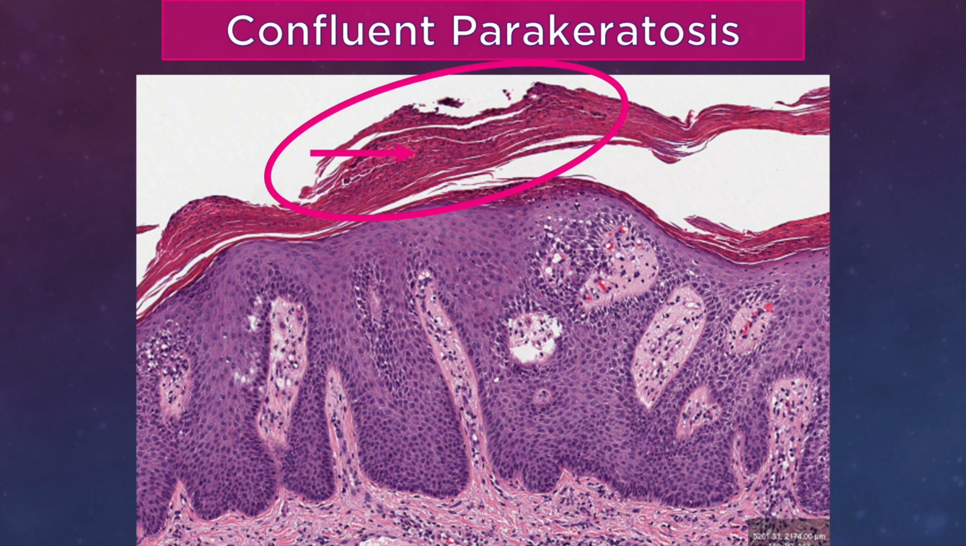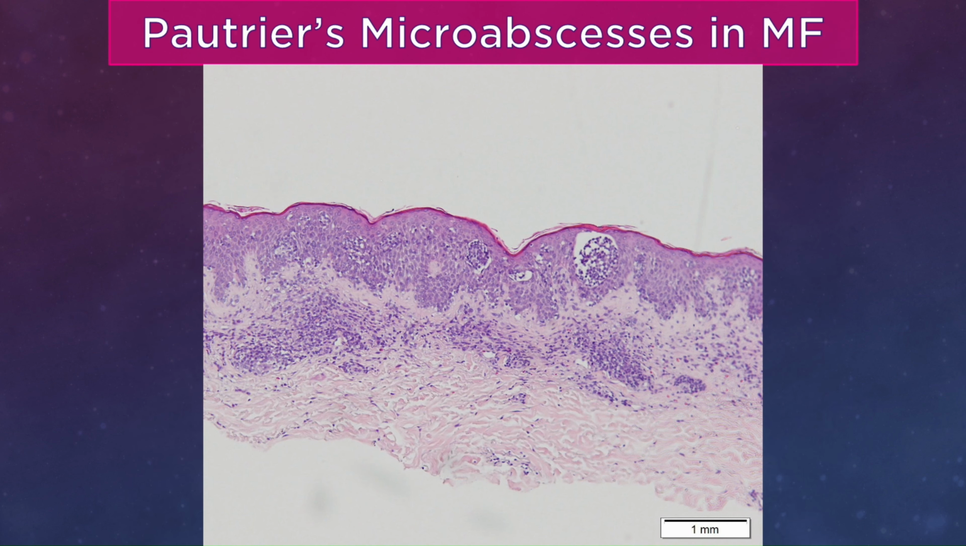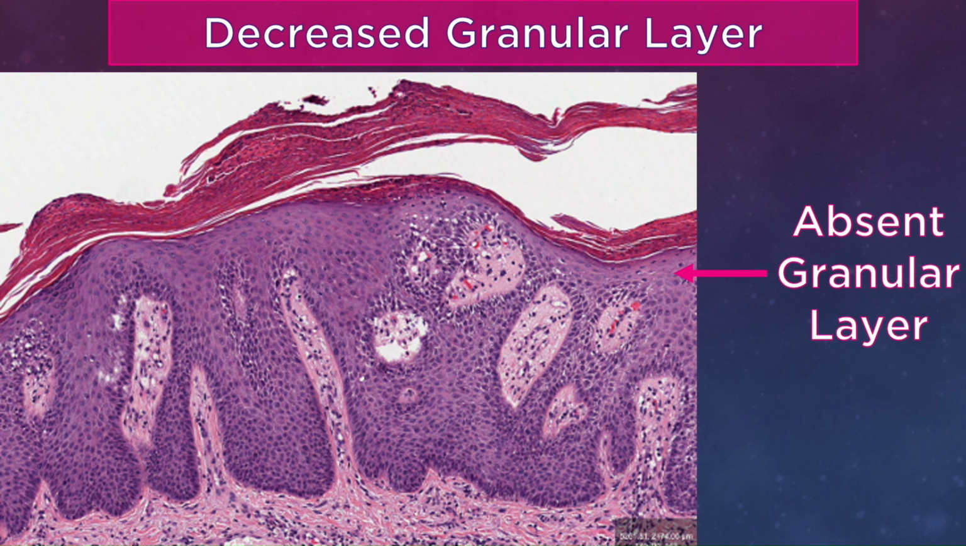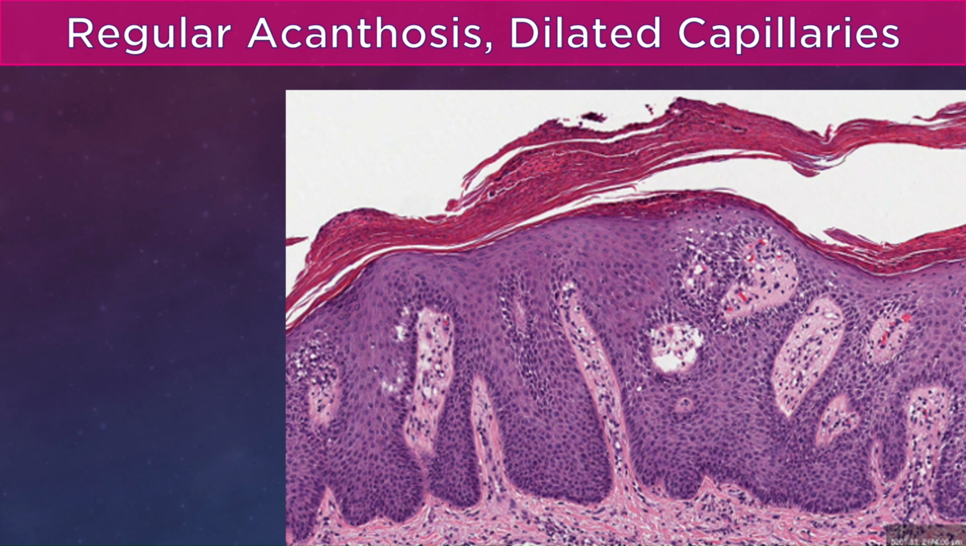Along with the parakeratosis in the stratum corneum, we may also see collections of neutrophils called Munro's microabscesses. We sometimes refer to these as newts in the horn. These Munro's microabscesses should not be confused with Pautrier's microabscesses seen in mycosis fungoides patients. Next, we may see a decreased or absent stratum granulosum, which contrasts with Lichen planus, which classically has a prominent granular layer. Then we also see regular acanthosis, which is a thickening of the epidermis.